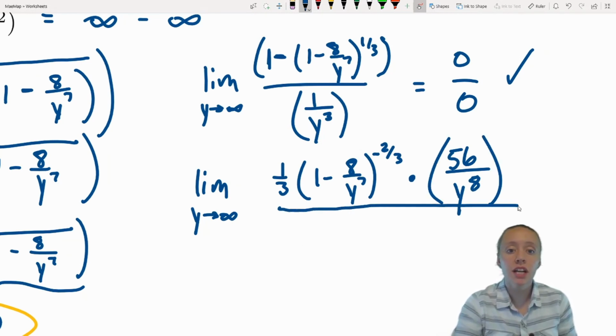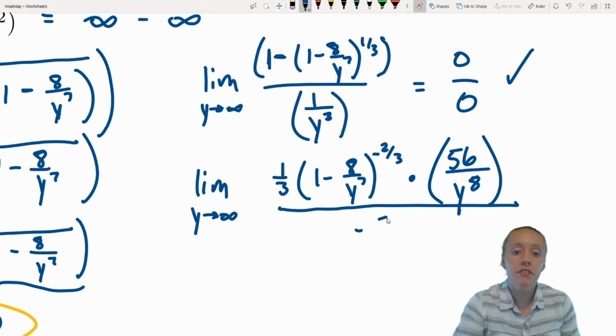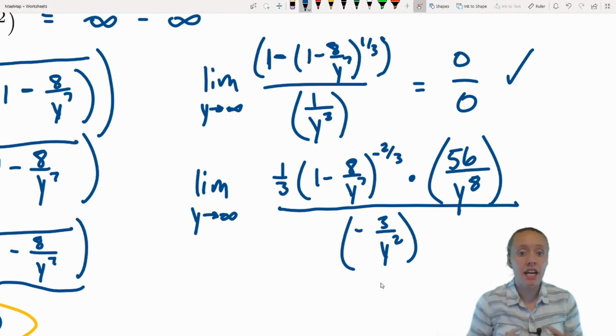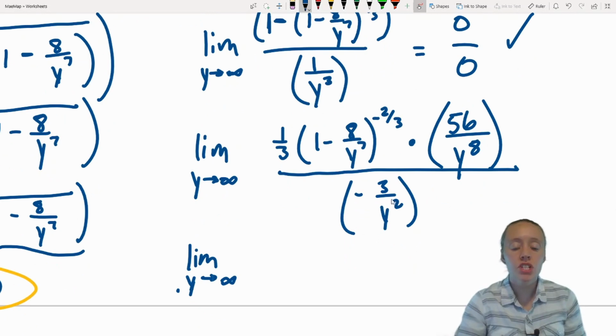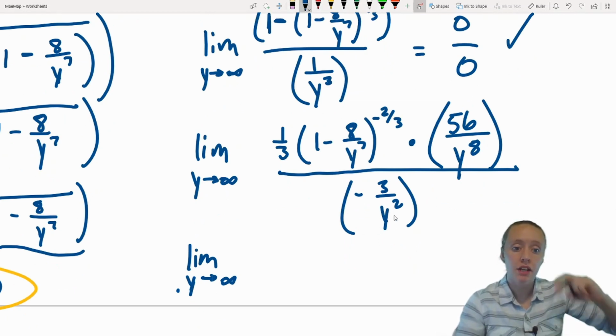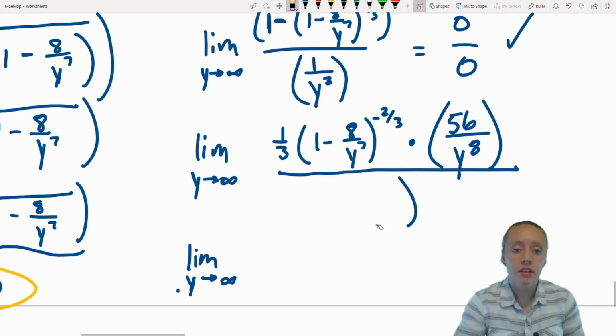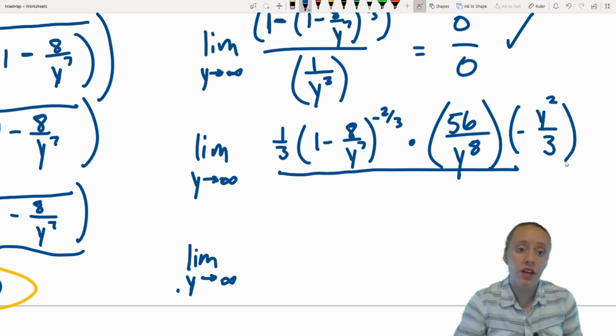The derivative of my denominator, 1 over y cubed, y to the negative 3. Taking that derivative is negative 3 y to the negative 2, or negative 3 over y squared. So now what I'm going to have to do is simplify this and see if I can evaluate my limit. So I'm going to have the limit as y approaches infinity of, if you can envision flipping that negative 3 over y squared up into the numerator, that's going to be a negative y squared over 3. My y squared will completely cancel out, and I'll be left with y to the 6th.